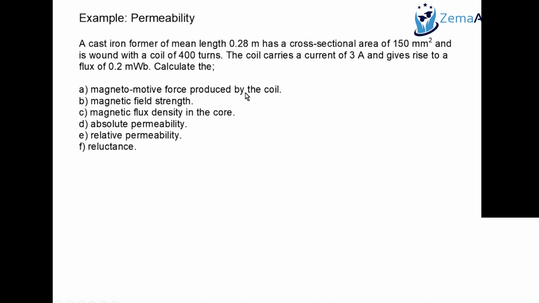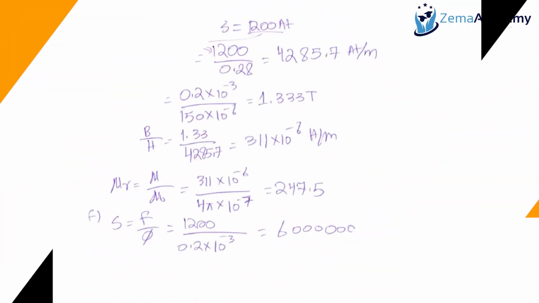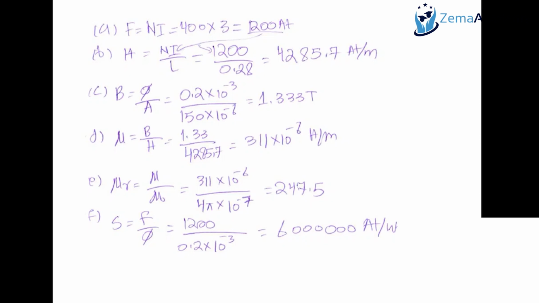Calculate the MMF produced by the coil, magnetic field strength, magnetic flux density in the core, absolute permeability, relative permeability, and the reluctance. And here we already went through the solution of this example question. I would try to save the time, but it's basically based on the concepts that we just went through. So if you have the concept, you know the formula, and you can apply it to that example question.